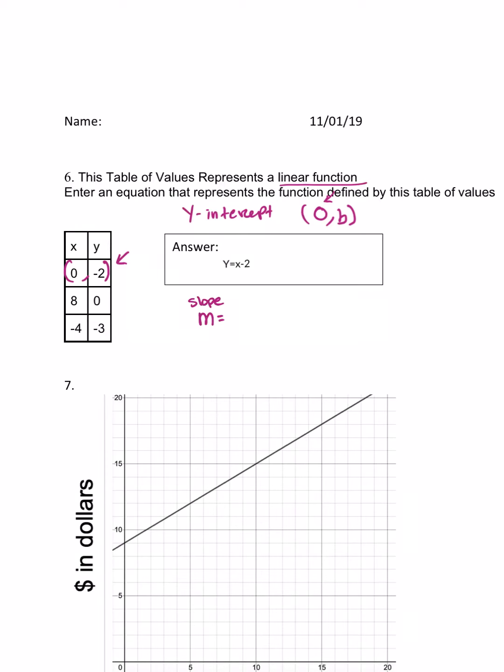And a slope is a what? Oh, it's a steepness. And how do you say steepness? Change of y over change of x. It's a steepness between 2 points. Alright, let's go find your change of y. So here's y. How is y changing?